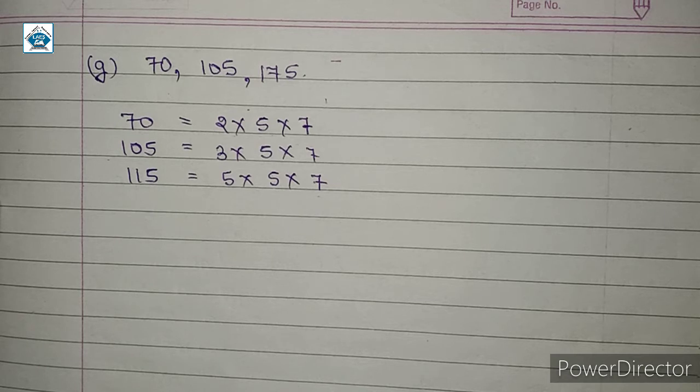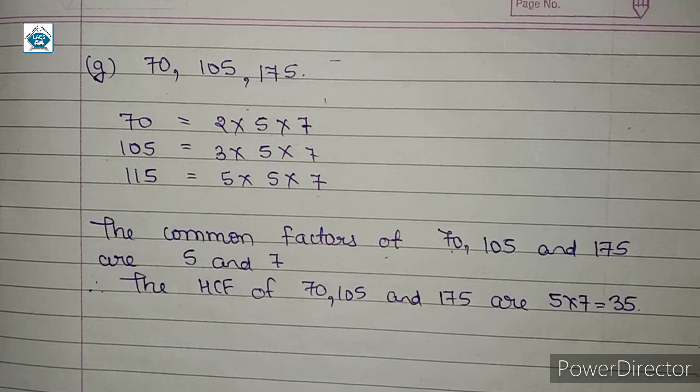Thus, the HCF will be 5 multiplied by 7, which is equal to 35. So, in this way you have to write the solution in your notebook. The common factors of 70, 105 and 175 are 5 and 7. The HCF of these numbers is 5 multiplied by 7, which is equal to 35.